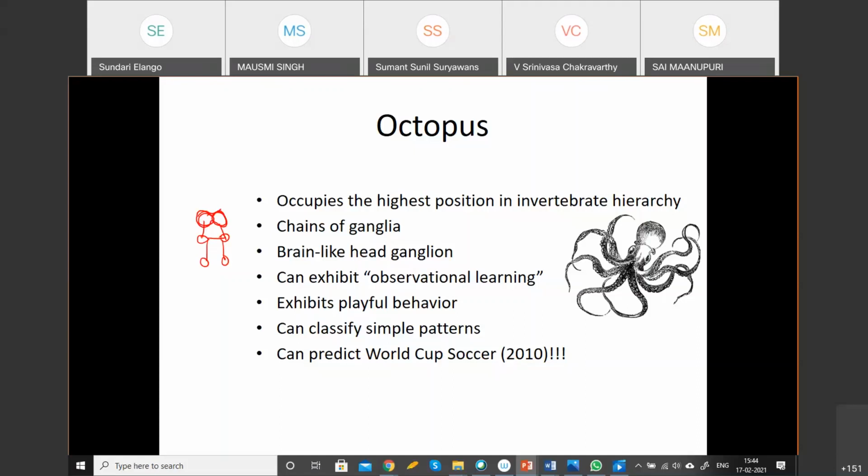It can classify simple patterns. It can also predict World Cup soccer. I mean, this is more like a joke, but there is a tradition, I think in Europe, where in the World Cup soccer they have an octopus predict the final result or something like that. Apparently, it predicted the result correctly in 2010. But you can take it more like a joke or just a fun tradition.